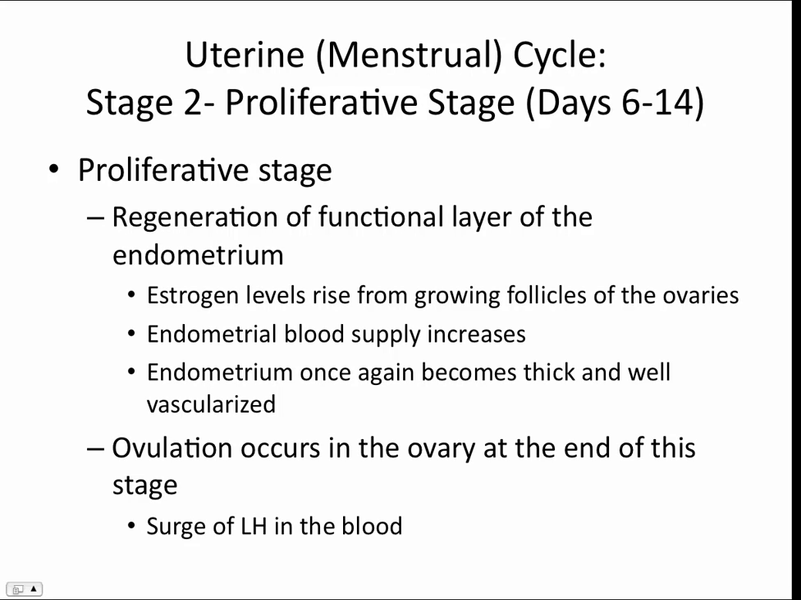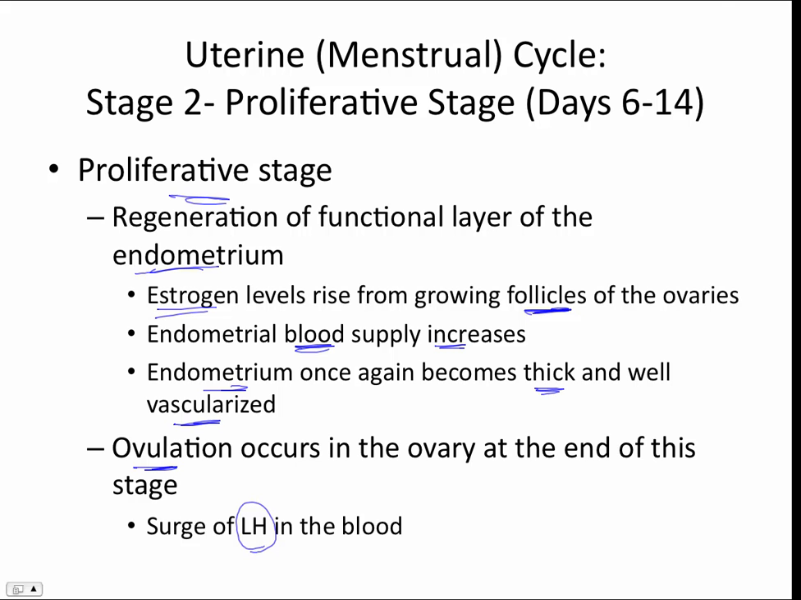Second phase is the proliferative phase, and this is when we're going to start regenerating that endometrium. So we're going to have an increase of estrogen levels from those growing follicles. We saw that earlier. And as the endometrium increases, we have more cells, more tissue, so what do they need? They need a nutritive supply of blood and oxygen. So you also increase your blood supply to these layers. And because of that, your endometrium is going to become thick again and well vascularized and ready to prepare for implantation of that fertilized egg.